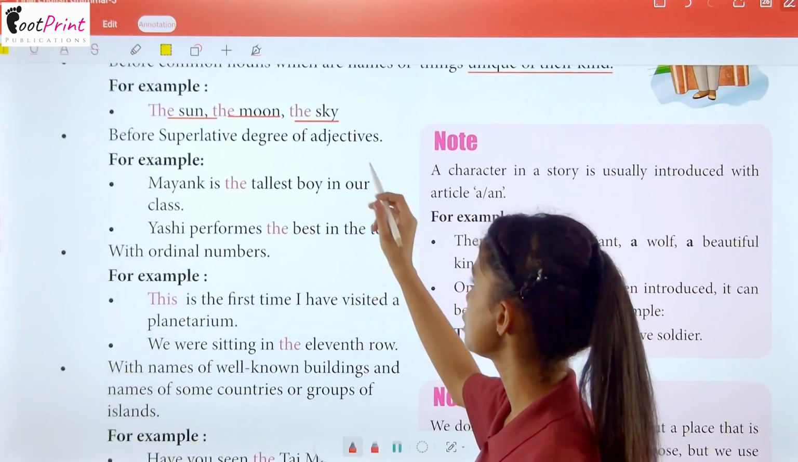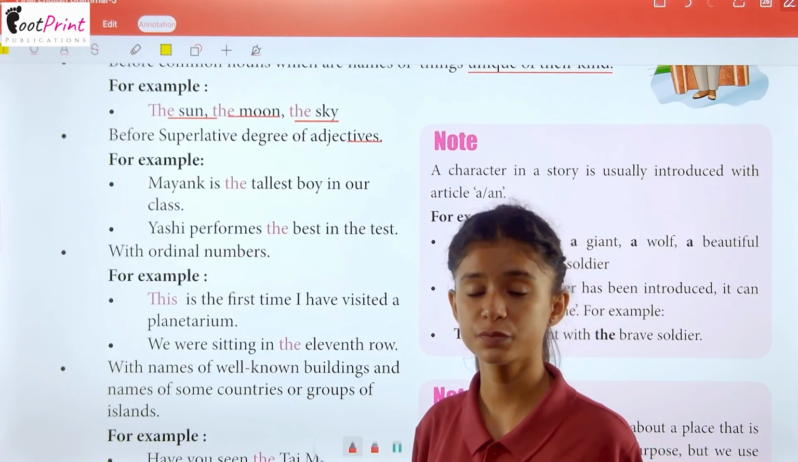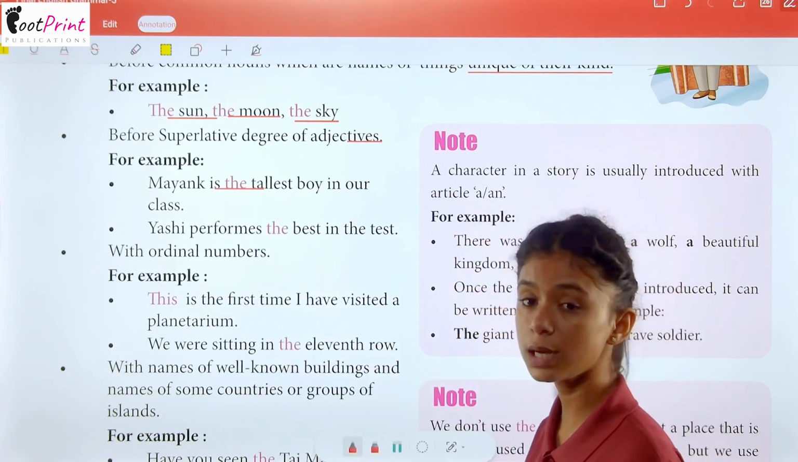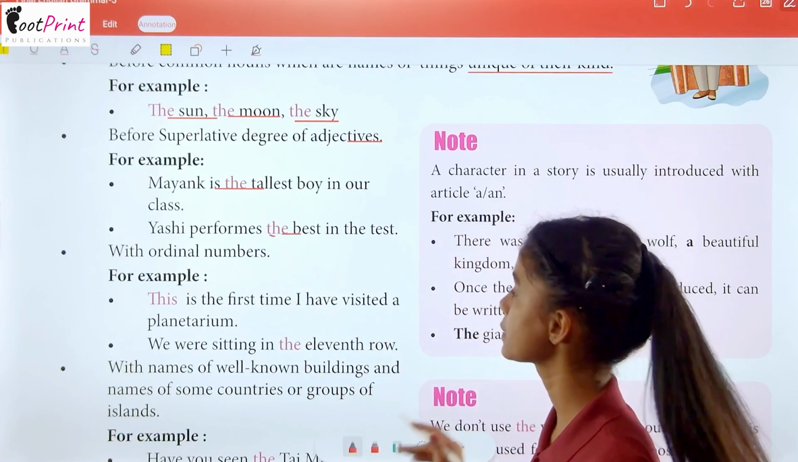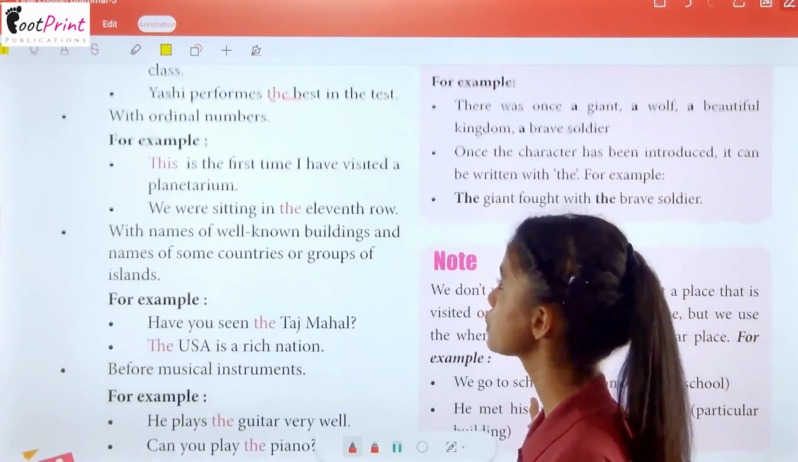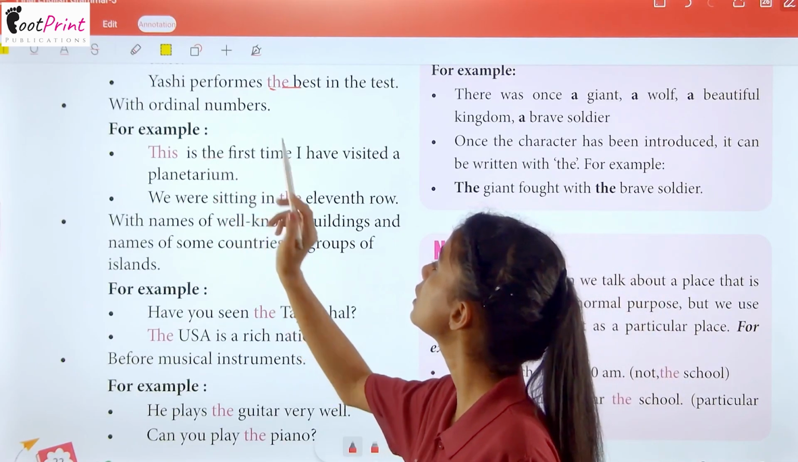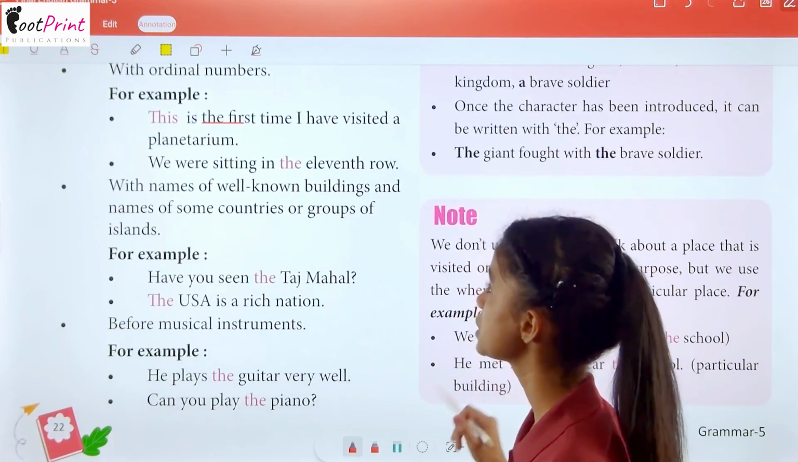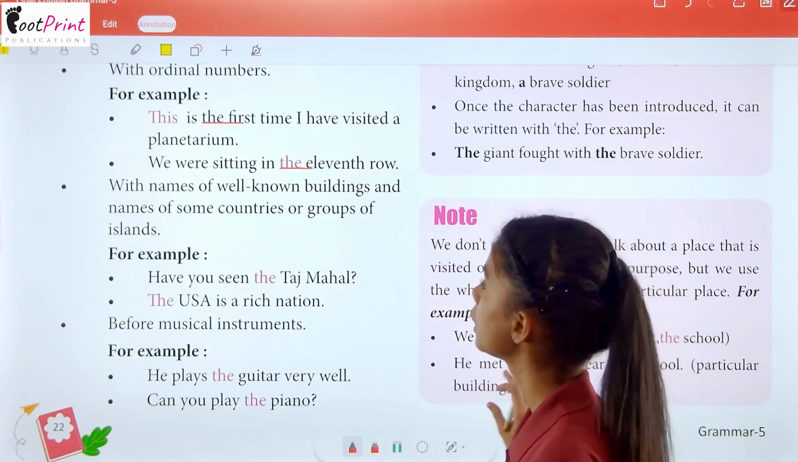Before the superlative degree of adjectives. So we know what adjectives are. Before the superlative degree we use "the". Mayank is the tallest boy in our class. Yashi performs the best in the test. Okay. Also we use it with ordinal numbers. For example, this is the first time I have visited a planetarium. We were sitting in the 11th row.